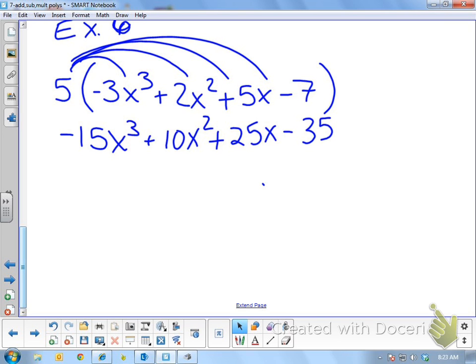So again, a fairly straightforward process today. There's not a whole lot of tricks and weird things that happen with it. It's all about combining like terms or distributing.